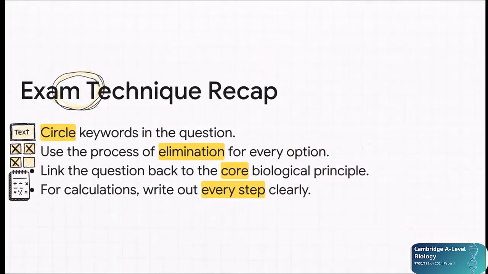And that's a wrap on our 10 questions. So what's the big takeaway here? Think of this as your exam technique checklist. First, always hunt for those keywords in the question. Second, don't be afraid to use the process of elimination. Cross out the options you know are wrong. Third, try to connect every question back to a big idea, a core biological principle. And finally, when you see a calculation, just take a deep breath and write out every single step. Trust me, doing these things will make a huge difference.